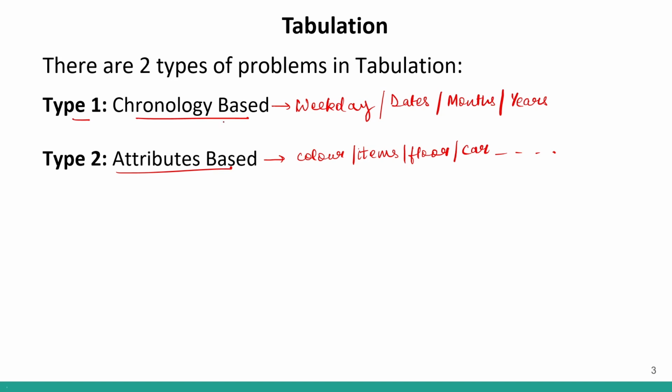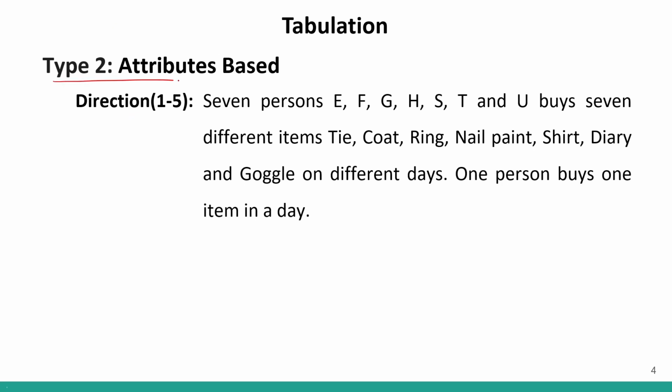So in the previous lecture we discussed type 1 in detail. In today's lecture we will discuss type 2 in detail. So we will begin with type 2. Now let us look at type 2, attribute based, directions 1 to 5. This data will be used to answer questions 1 to 5.